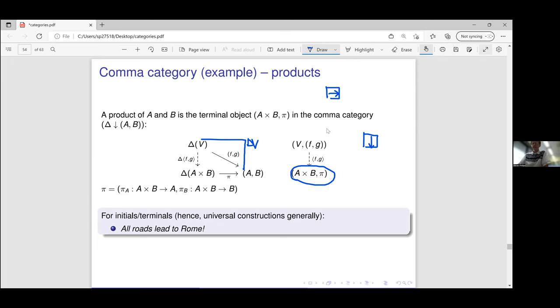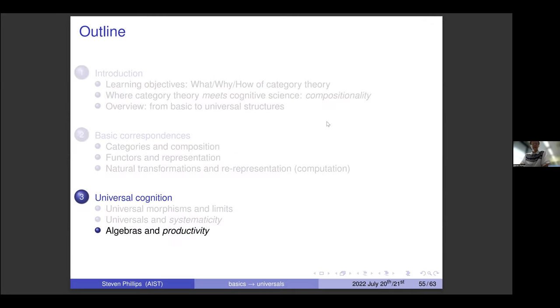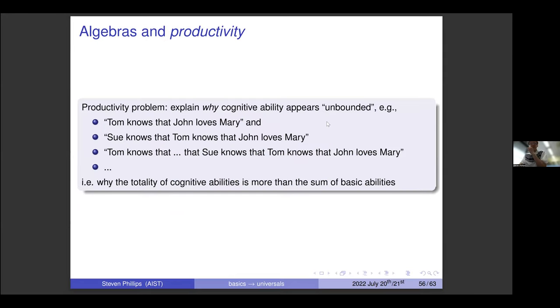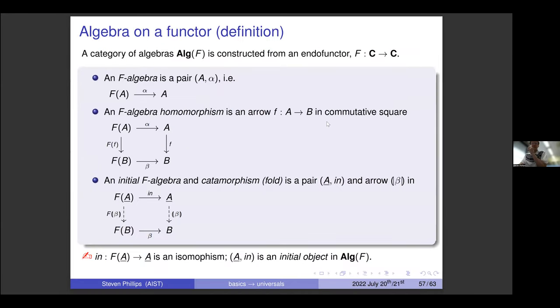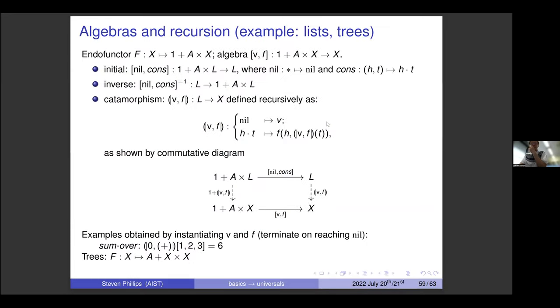Okay, I think I'll just wrap. I'll just briskly go through the rest of the slides, flash through them, so we can finish. And the motivation for that was the systematicity and productivity issues in cognitive science and how they can be addressed. I wanted to talk about recursion and co-recursion, but it'll take me a while to get through this.